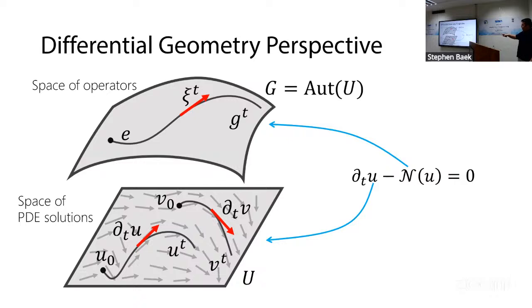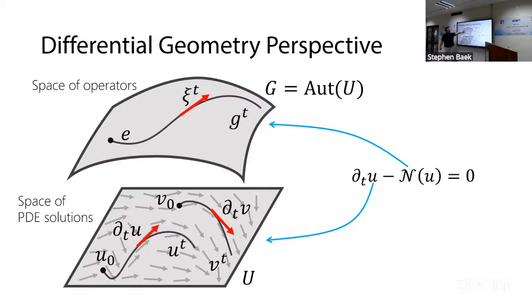All right, so with that said, let me skip to this figure. So we're kind of back to this figure of the space of operators and the Banach space of PDE solutions. Here we introduce one more thing, which is the tangent vector zeta. Sorry, psi.